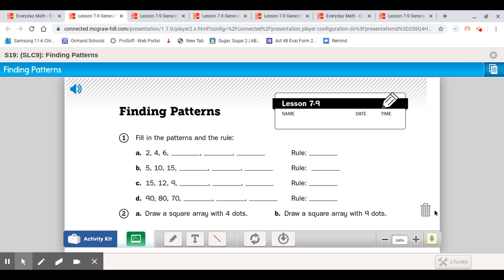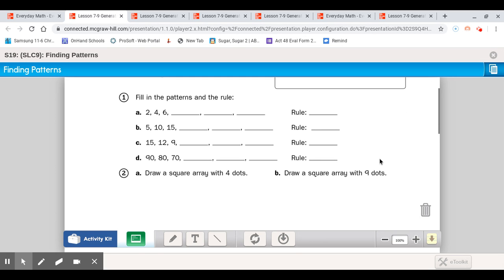In number 1A, our pattern starts 2, 4, 6. It would continue then 8, 10, 12. What is my rule for that one? What am I doing between the first number and the second one? And then the same thing is happening between the second one and the third one. So my rule for this would be add 2 or plus 2.